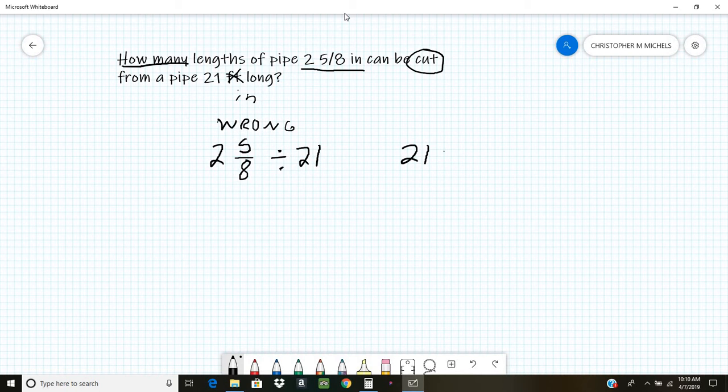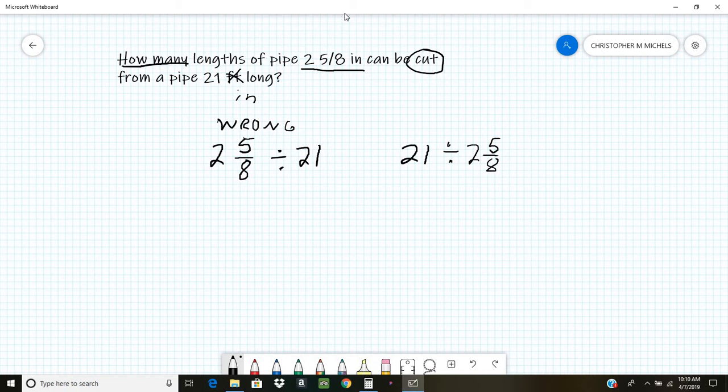The right way is 21 divided by 2 5/8, because we're trying to figure out how many of these are in this. It won't always be a guarantee the bigger number will be on the left side. It depends what they are, but make sure to read the problem really carefully. We're cutting them up into these sections, so this has to go first. With this one, I'm going to work the arithmetic to show you why this doesn't make sense. If you work it this way, the answer you get won't make sense.